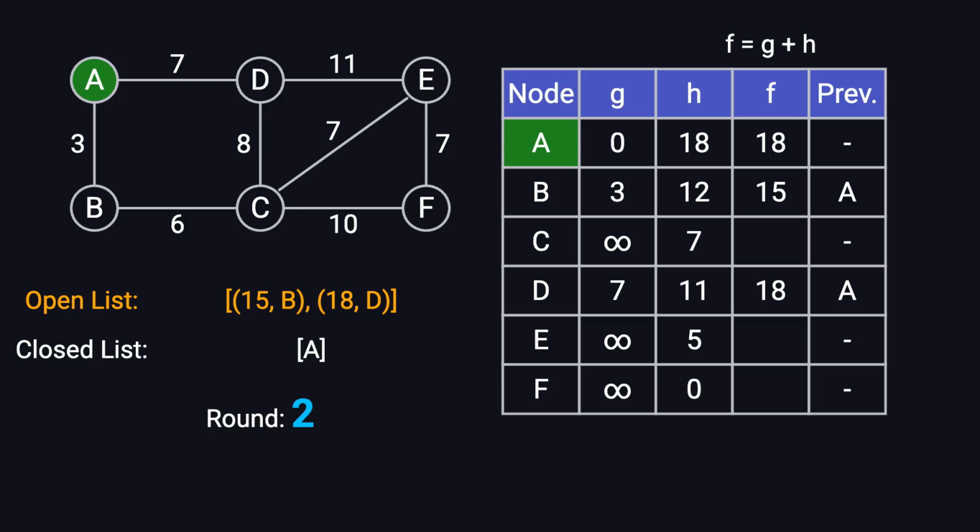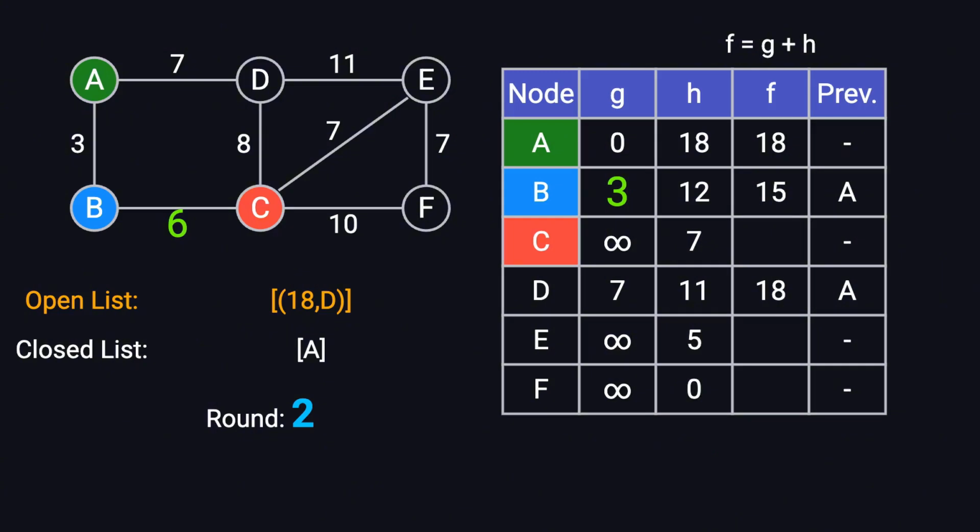In the second round, the open list has 15B and 18D. We choose the one with the lowest F value, B, and process it. B has two neighbors, A and C. A is already in the closed list, so we skip it. Now we check C. B's G value is 3, and the distance from B to C is 6, which gives us a G value of 9 for C.